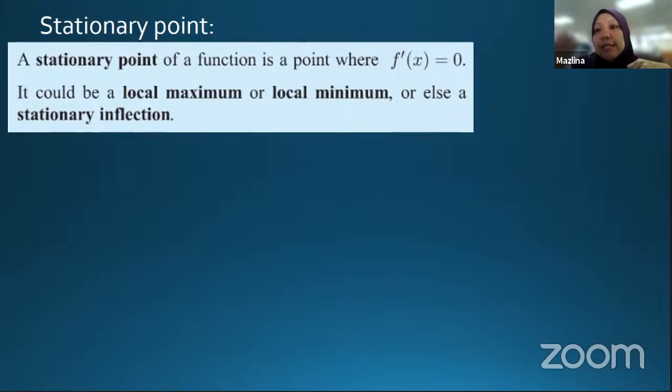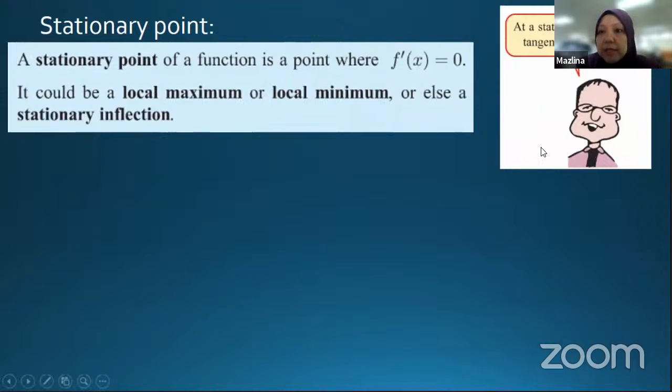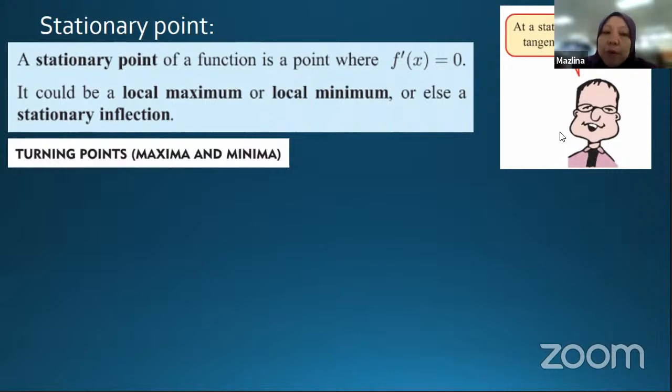We still call it a stationary point. Yeah, concave dia from concave up to concave down ataupun from concave down to concave up. So this one also we call it a stationary point. Okay, at a stationary point, the tangent is horizontal. Yeah, so this sentiasa 0 lah, kan? Alright, so turning points. Turning point here, just now I told you, it will give you maxima or minima.